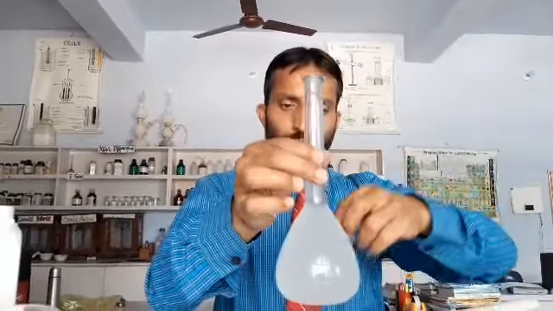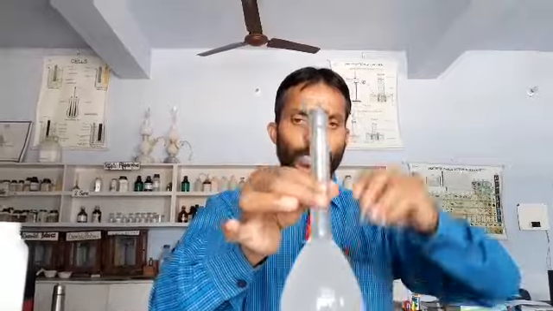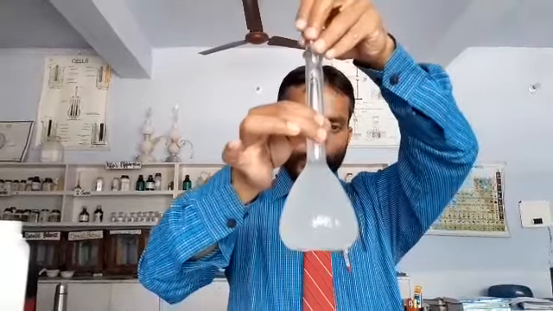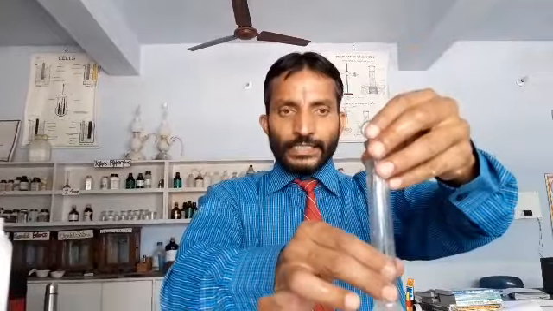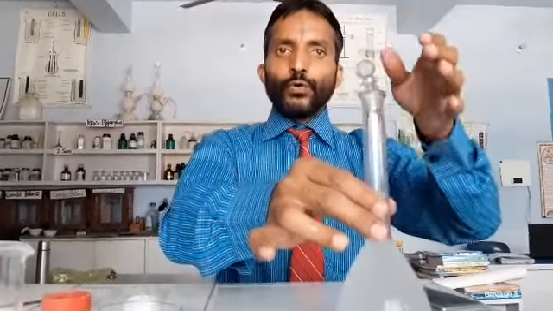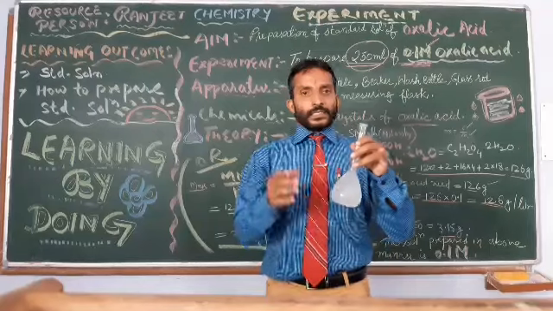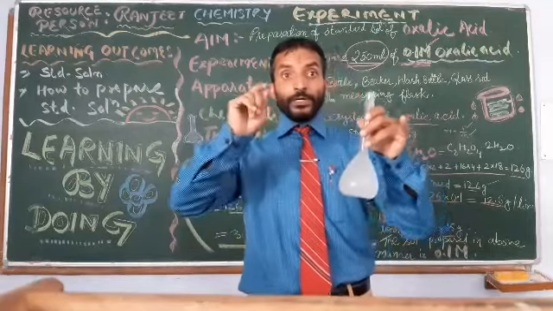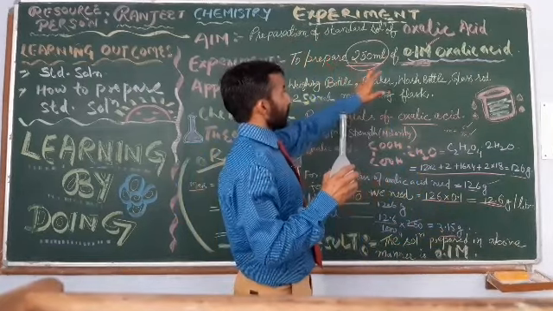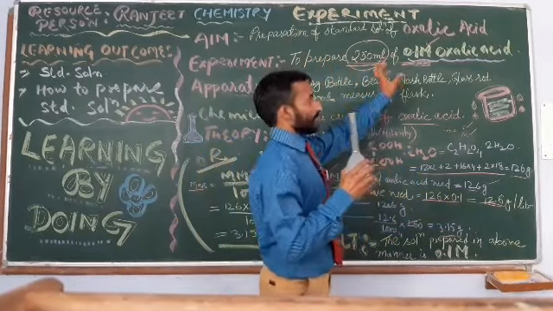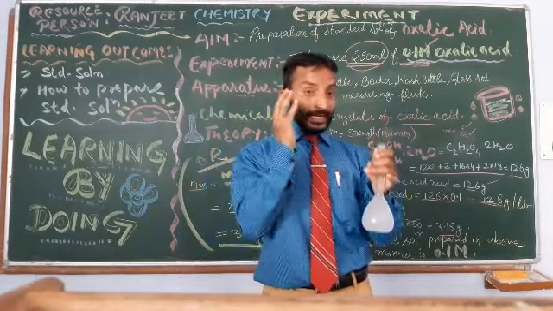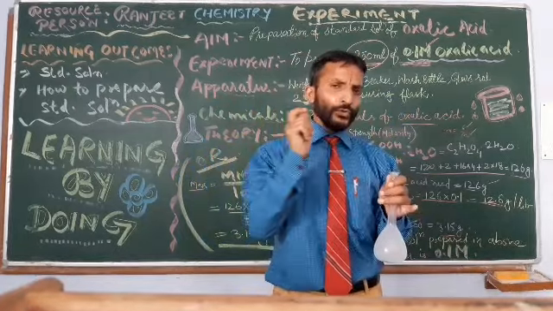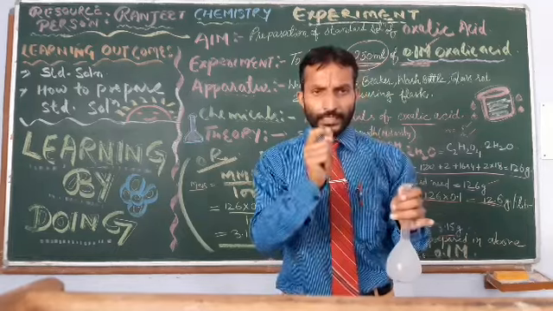Now the solution is there. So this way we have prepared 250 ml of oxalic acid solution. So we have prepared 0.1 molar oxalic acid, 250 ml. This is our experiment today, which you have performed very nicely.